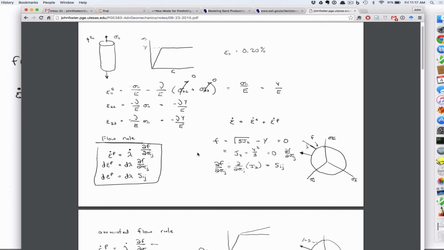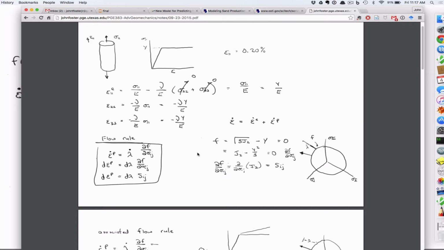This is equal to 0, right? So I can move the y to the other side and square both sides, and divide by 3. Then I compute the derivative of that. The derivative of this with respect to sigma is 0, and I just have the derivative of that. So that's correct.